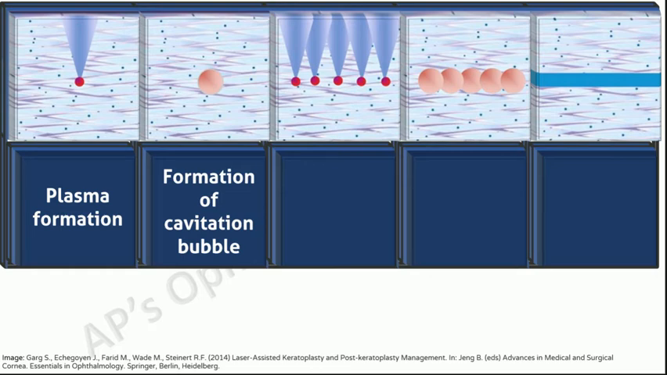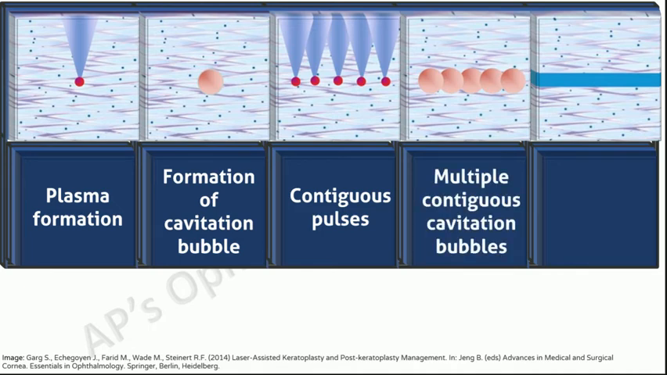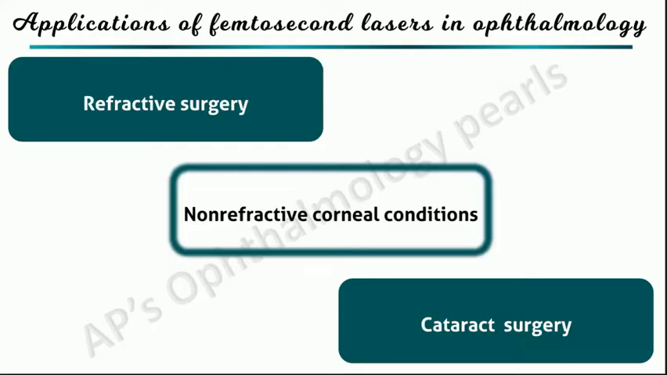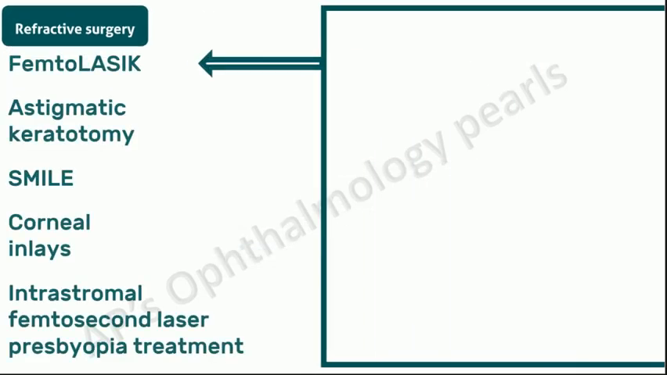The light pulse is focused onto a small spot for disruption of the target tissue. An application of contiguous pulses results in adjacent cavitation bubbles to coalesce, resulting in a plane of cleavage. This is how various incisions are made by the femtosecond laser in ophthalmic applications. Applications of femtosecond lasers in ophthalmology. Femtosecond lasers are used in refractive surgery, non-refractive corneal conditions, and cataract surgery.